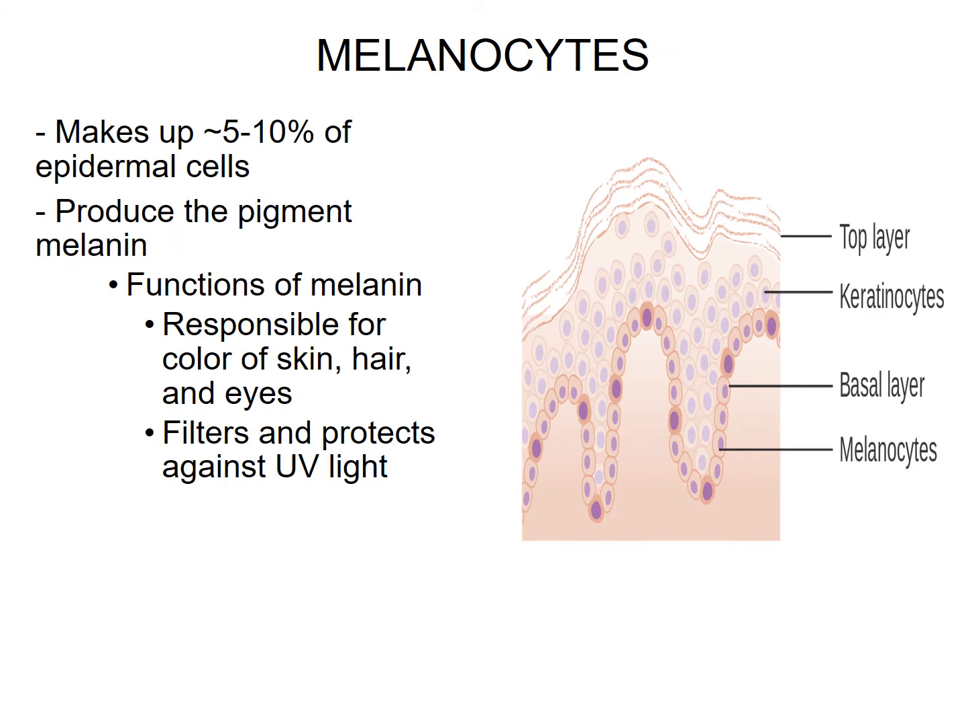And then we have the melanocytes, and once again, the melanocytes produce this pigment called melanin. And that gives you the color of your skin, hair, and eyes. And once again, it's protecting you from the harmful UV radiation.